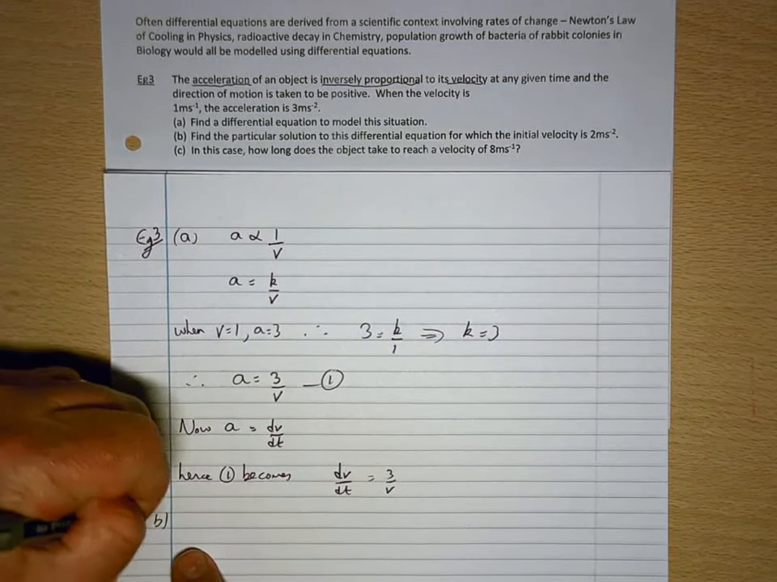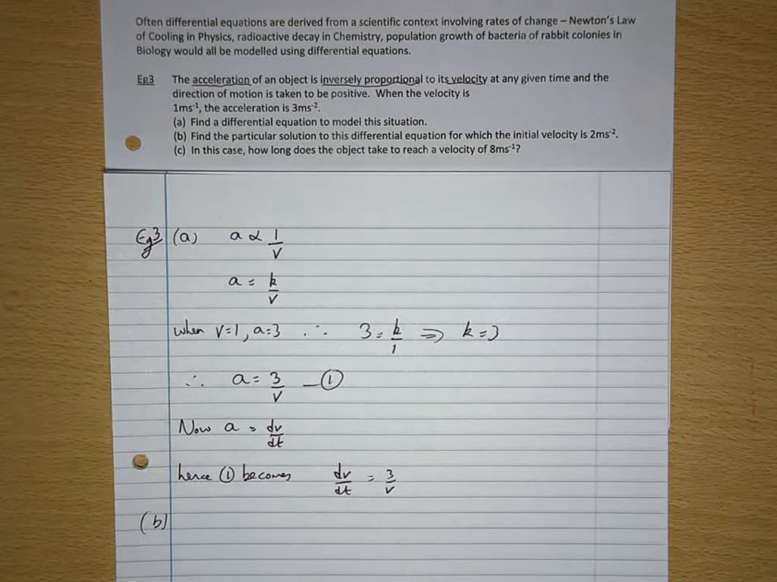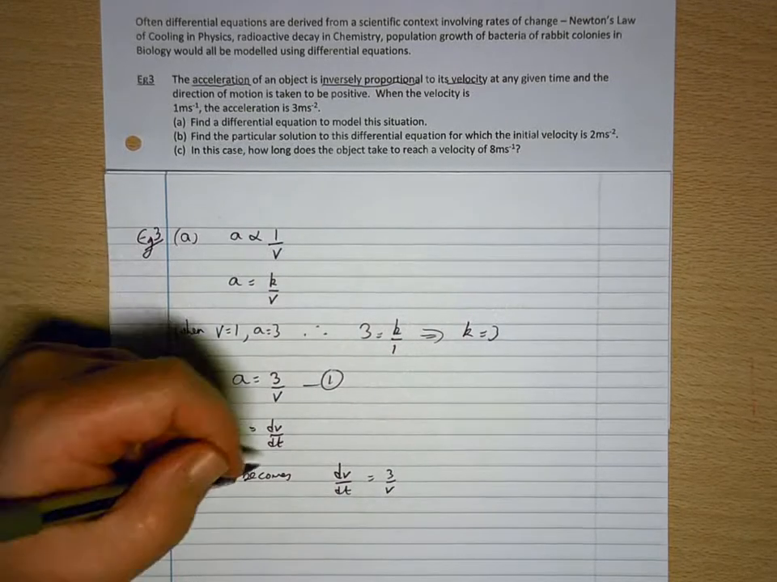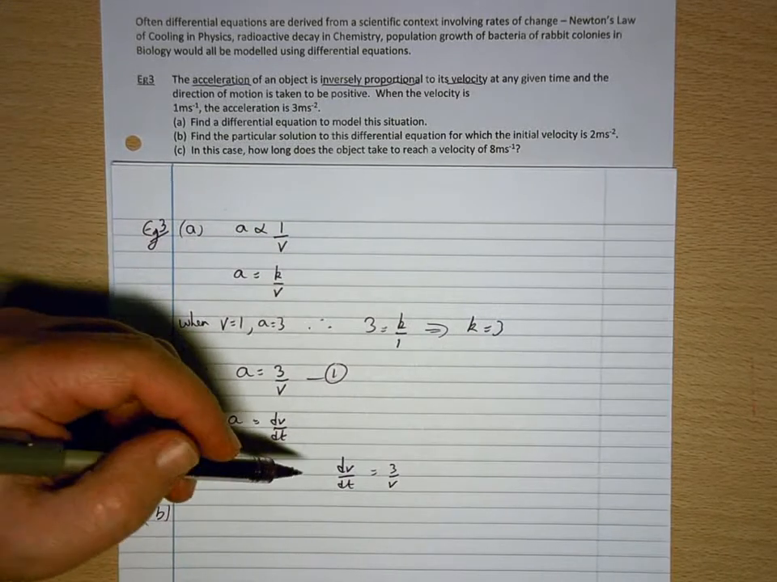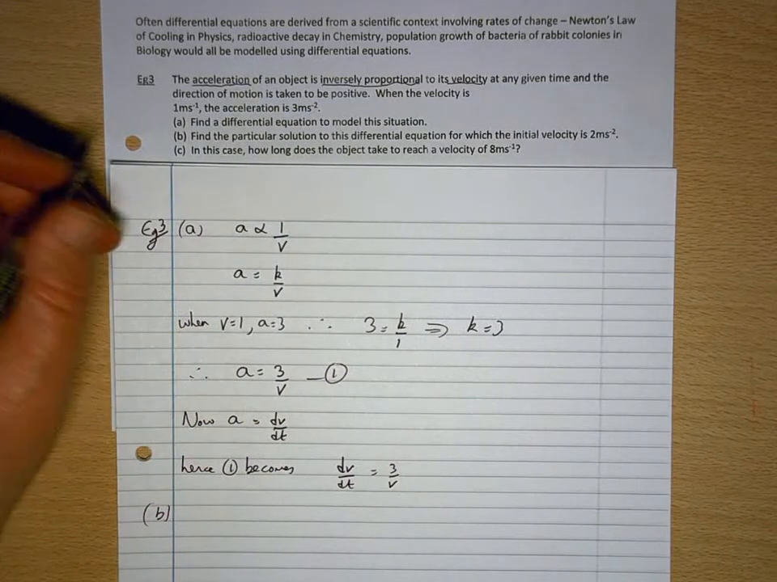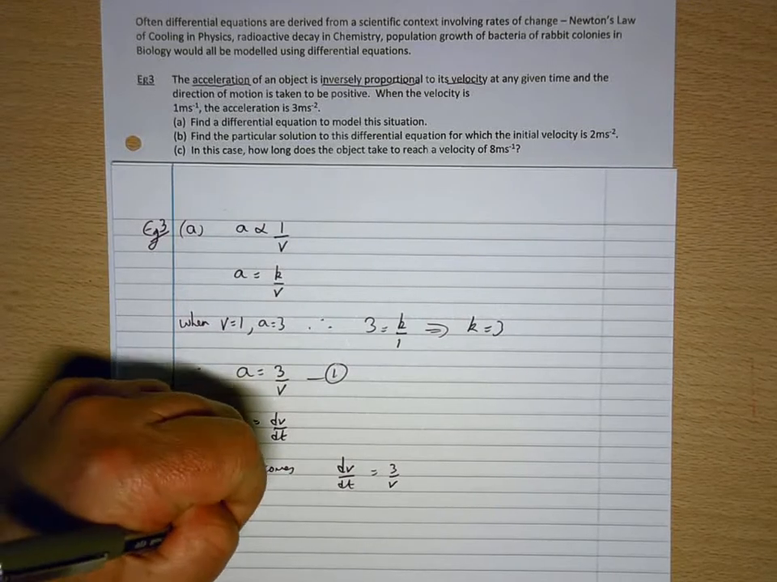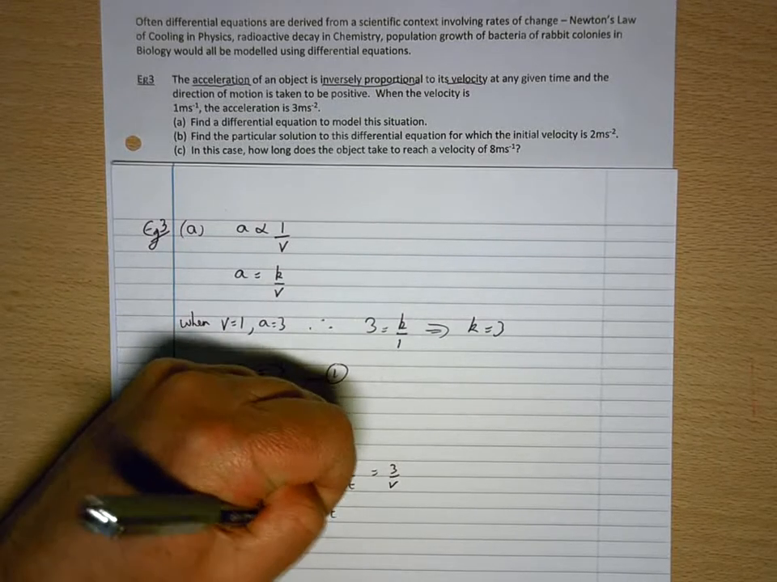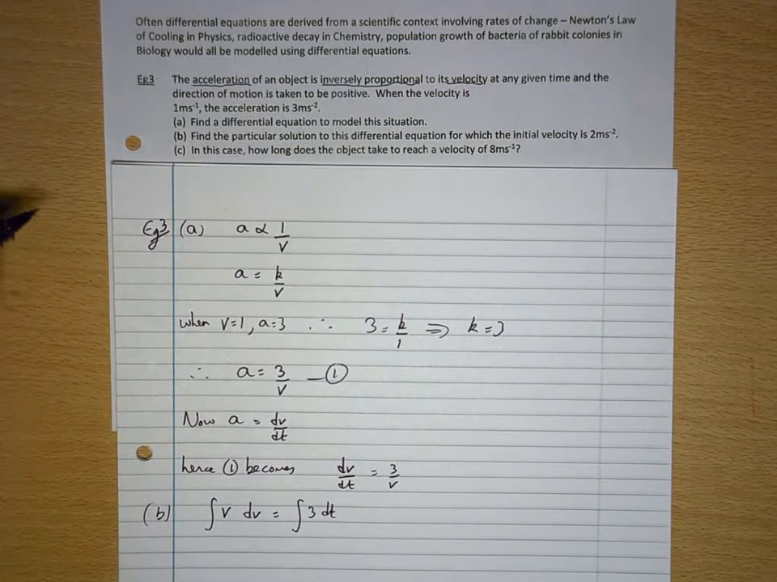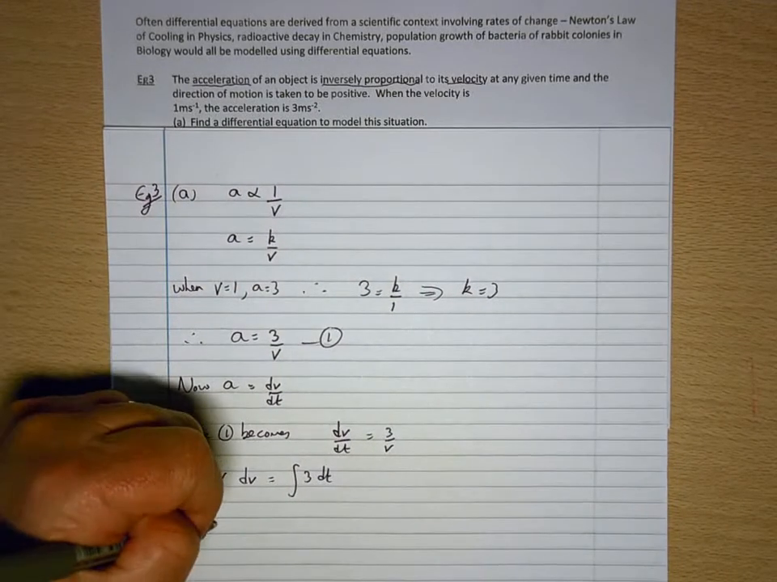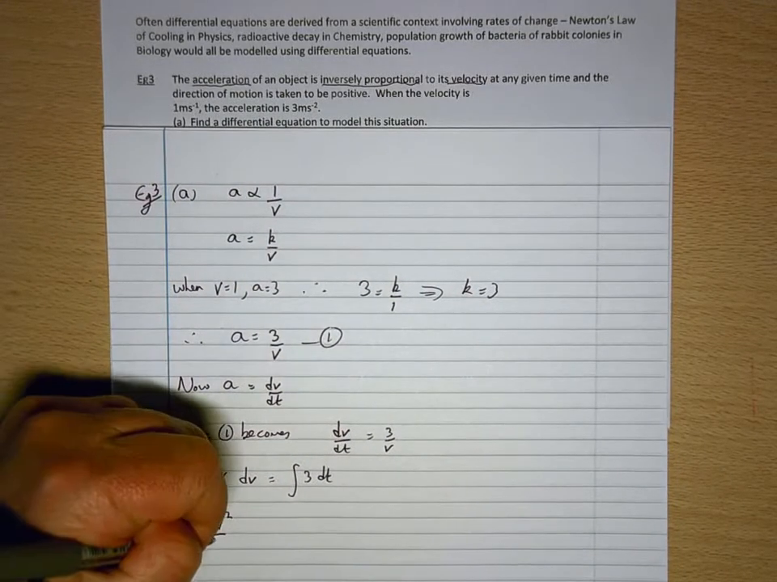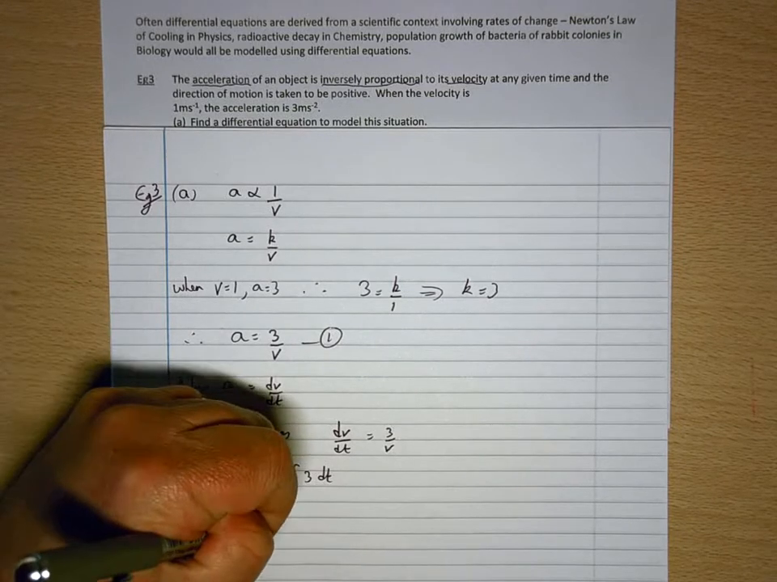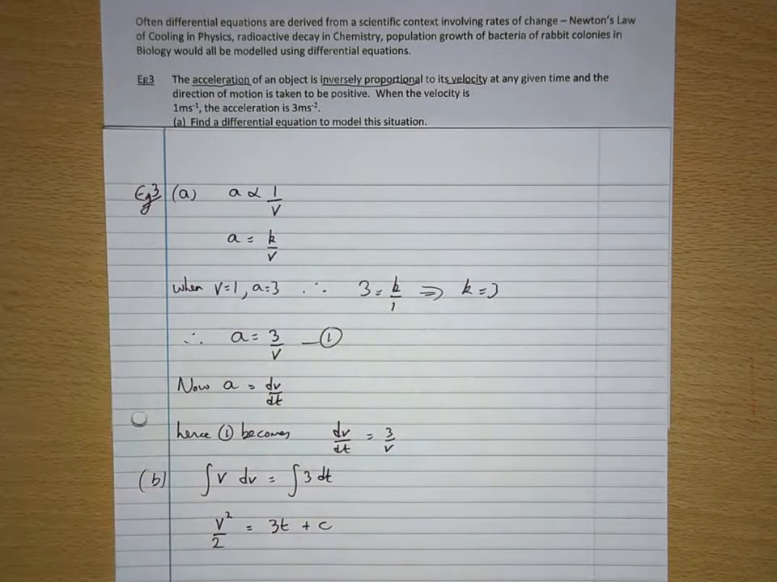B, find a particular solution to this differential equation for which the initial velocity is 2. So now I've got to solve that differential equation. The only way I know how is separating variables. If the variables don't separate, I've done something wrong. But they do. I get v dv equals 3 dt. Okay, this is a nice one to integrate, nice and straightforward. I get v squared over 2 equals 3t plus some constant.